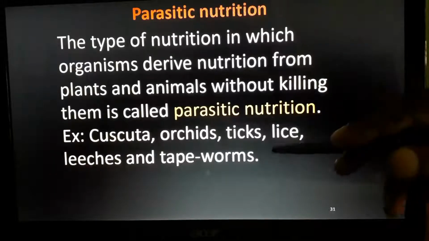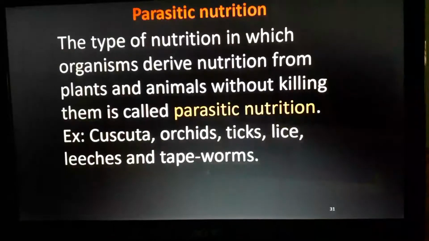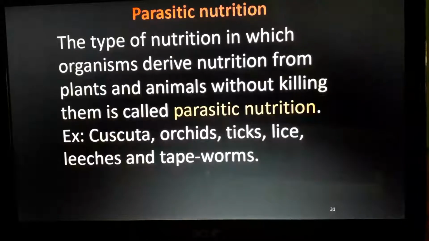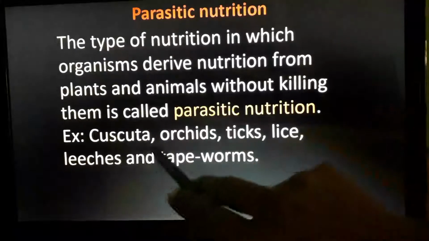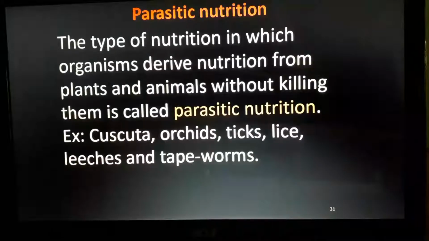Anyway, the mosquito, while drinking blood from our body, is not killing us, isn't it? No news has come that a mosquito has bitten a man and he died on the spot. Some diseases it will bring, but a mosquito bite won't kill a human being. A lice bite won't kill a human being. This cuscuta, orchid and all, also will not kill those plants. But if such plants are too much, out of control, and grow on a particular tree or plant, at that time they are very dangerous for them. Okay, let's see. That is parasitic nutrition.